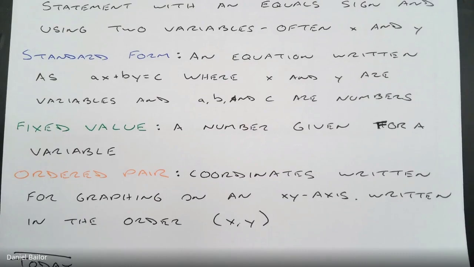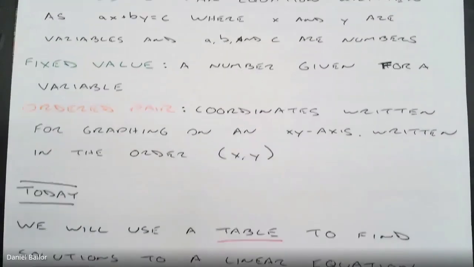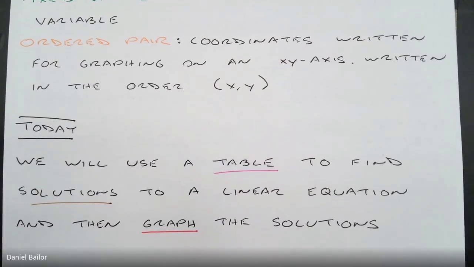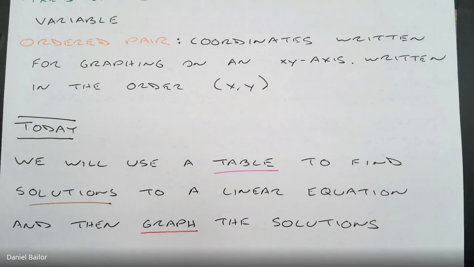So that's the vocabulary. Let's talk about what we're going to do today. Today, we will use a table to find solutions to a linear equation and then graph the solutions. They'll give us the tables, and in many cases today, they'll give us the equation. But we're going to practice using the equations to find coordinates and to put them on a graph.